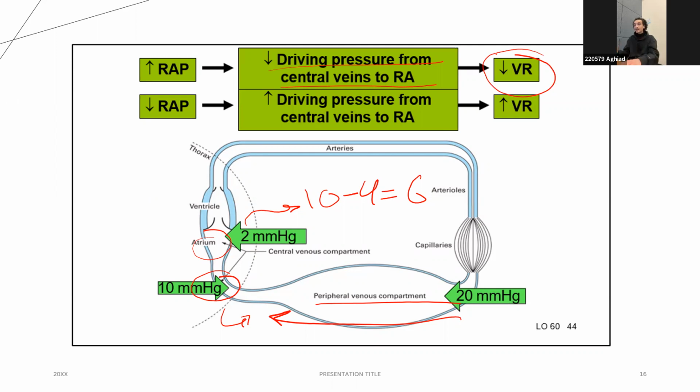All right. Now, if the right atrial pressure decreases, the driving pressure from the central veins to the right atrium increases, right? And thus the venous return increases as well. Clear? So instead of it being 2, let's say it's 1. So now the driving pressure is 9. Is that clear?